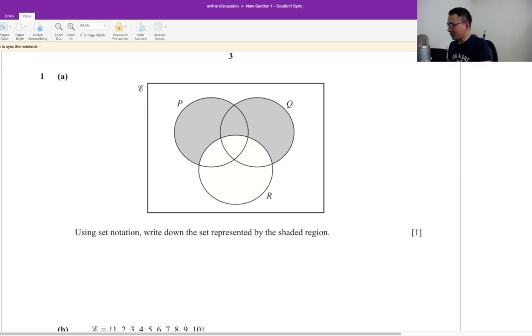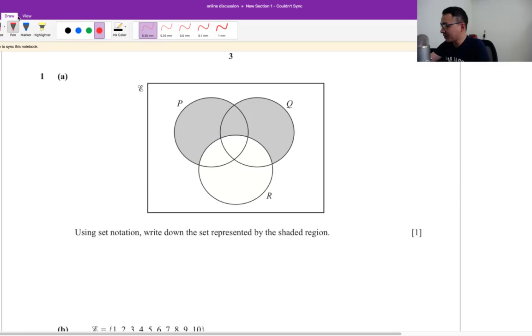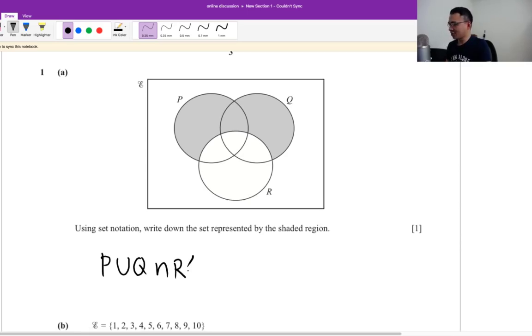Alright, so the first one, using the set notation, write down the set represented by the shaded region. This one basically is quite easy because you just need to do something like P union Q. Then you get everything shaded for P and Q, isn't it? Then you just intersect not R, or R complement. Then you can easily get the 1 mark. But I believe you will have more than one answer. As long as the answer is correct, they will give you the mark for this.